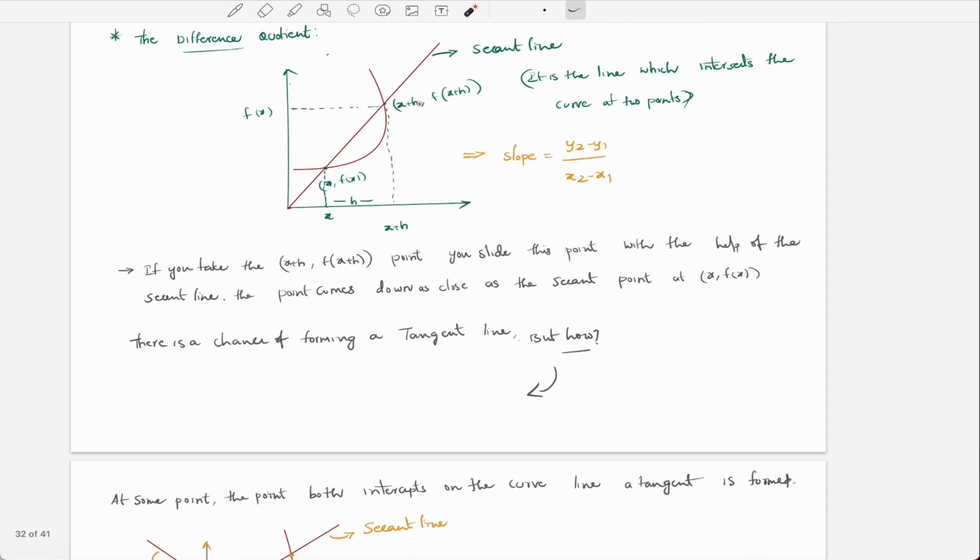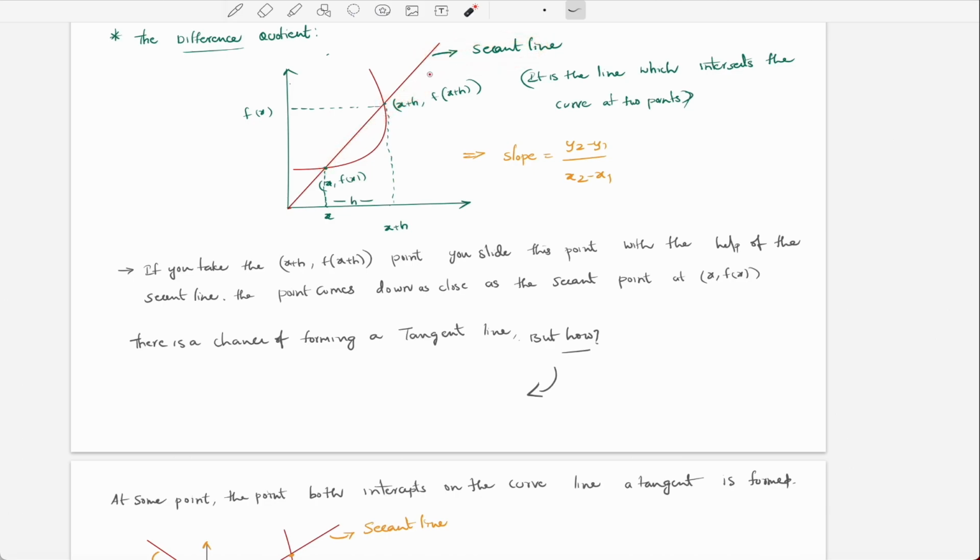Take x plus h and f of x plus h, and you slide this point to find the secant line. The parabola is like this, but you are sliding this point to find the secant line. Okay, this is the secant line, right? To find it, the point comes down to here. What is this? x comma f of x. I hope you're getting it. So this is the chance of forming a secant line.